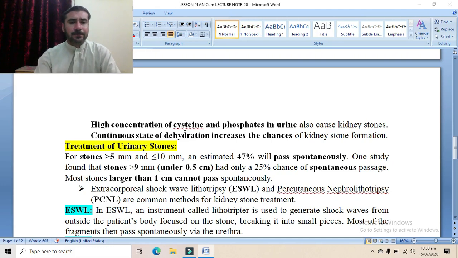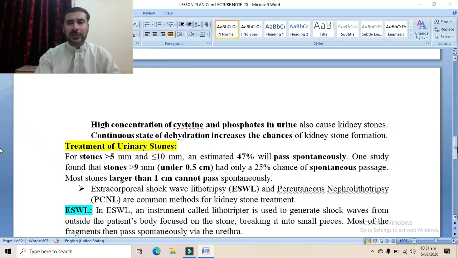Another reason is dehydration, which increases the chances of kidney stones, because whenever there is dehydration, water availability is lesser. As a result, concentrated blood will pass through the kidneys, and whenever this concentrated blood passes through the kidneys and the other factors which we have already described also prevail, there are more chances that kidney stones will be formed.